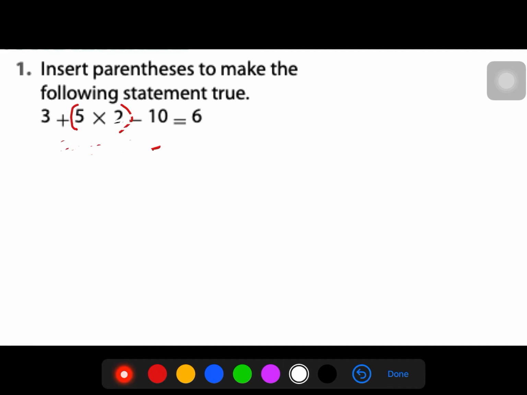So let's think of another way. Oops, sorry, I erased my 2. Okay, so this is 5 times 2. So what if I put my parentheses here? In 3 plus 5, I get 8 times 2 minus 10. 8 times 2 is 16, minus 10 is 6. That's where I want my parentheses.